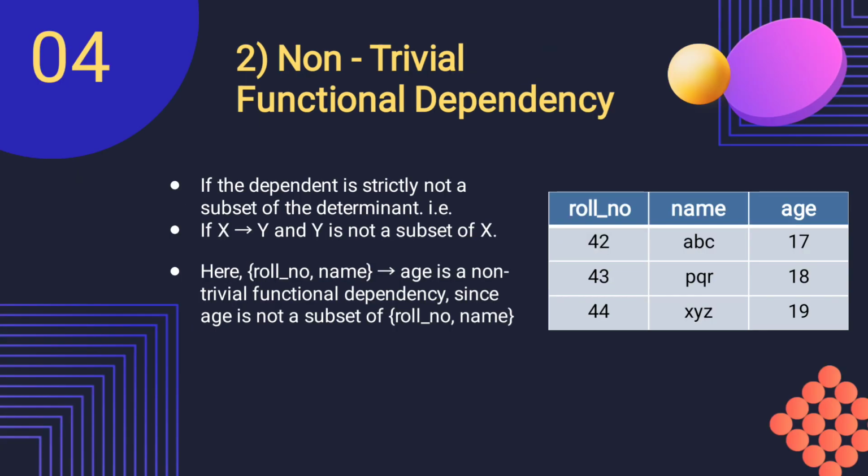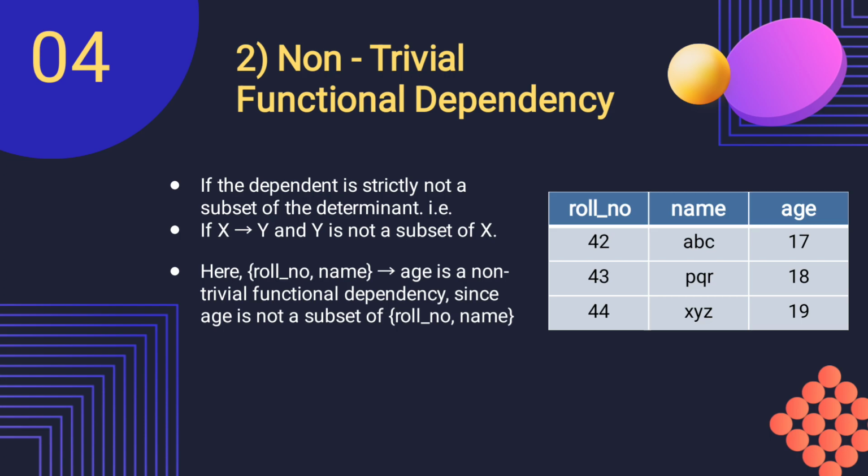Second, non-trivial functional dependency. It is just the opposite of trivial functional dependency. Here, the dependent is strictly not a subset of the determinant. That is, if X determines Y and Y is not a subset of X, then it is called non-trivial functional dependency. Now, let us understand this with the help of an example.